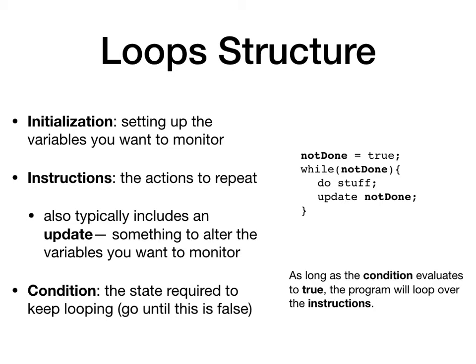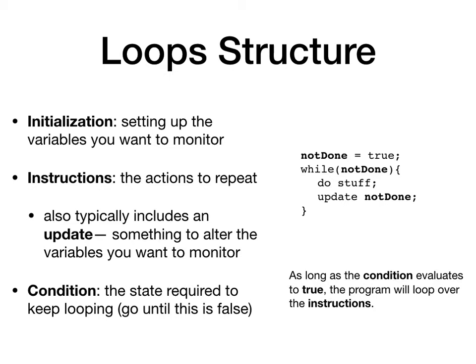A quick little example here: we can set a variable, not done, is true. While not done is true, right? Do stuff and then update not done. We may decide that we're done at some point, right? So as long as that condition evaluates to true, the program is going to loop over the instructions.